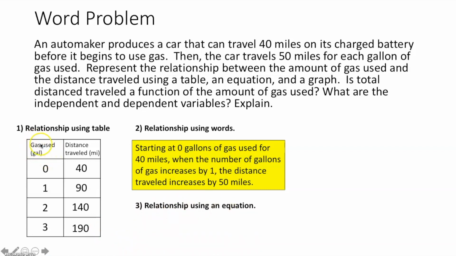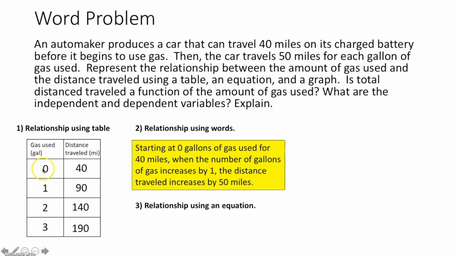Next, our relationship using an equation. So let's say gallons of gas used, that's going to be our X. Distance traveled, that's going to be our Y. So we start with Y equals, and now we need to figure out what we do to the gallons of gas to get the distance traveled. Well, we always try adding something or subtracting something first. So from 0 to 40, it looks like I add 40. Does that work here? What's 1 plus 40? 41. No, that is not 90. So obviously we're having to multiply this by something.